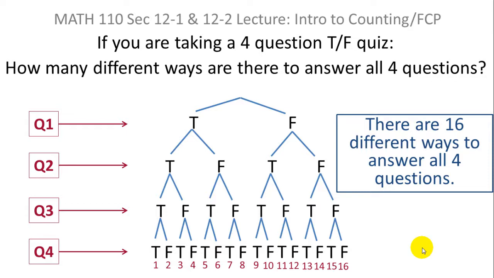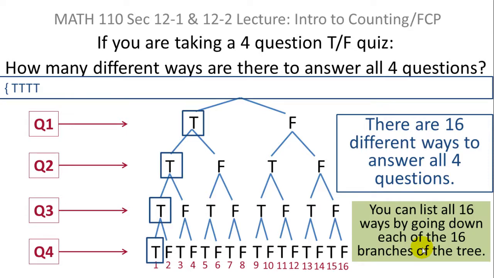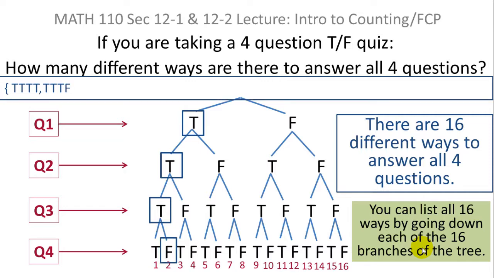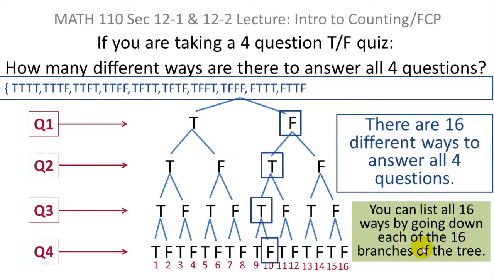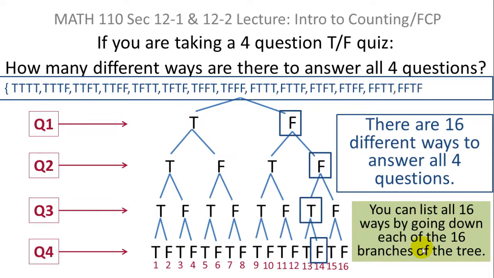And you could actually enumerate them if you wanted to. If you go down a branch, you get a possibility. So if you start off T, T, T, T, you could answer all of them true. You could answer the first 3 true and the last one false, and so on. You could answer the first 2 true and the third one false and the last one true. You could answer true, true, false, false. You could answer true, false, true, true. And as you move down the branches, you generate all 16 possibilities. So there are 16 different ways that you could answer a 4-question true-false test.